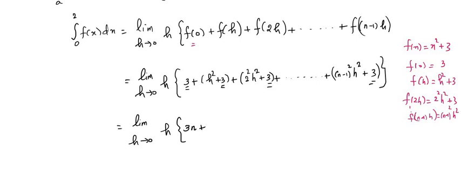H square, and in the next bracket we have 2 square h square. See here what we have: h square, 2 square h square, up to n minus 1 h square. Therefore, h square is common. That could be taken common.